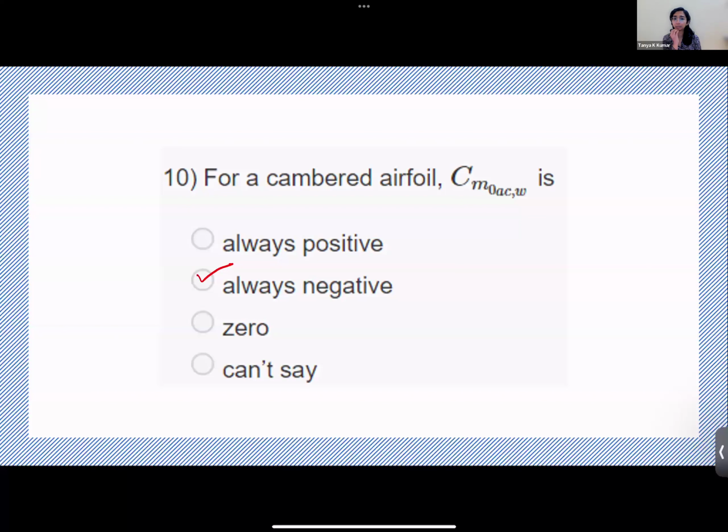From where does the Cm naught come? That is the Cm at 0 angle of attack. From where does it come? Moment at AC is less than 0. Yes, but why is it less than 0? For a cambered airfoil, why is it less than 0?